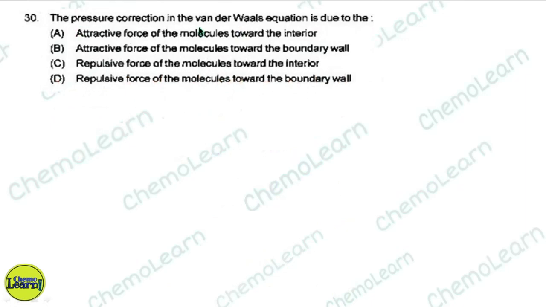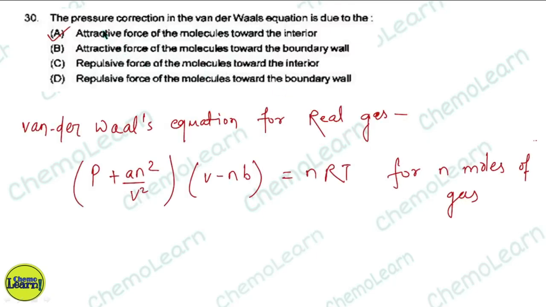The pressure correction in van der Waals equation is due to what? Attractive force of molecules towards the interior, attractive force of the molecules towards the boundary wall, repulsive force of the molecules towards the interior, or repulsive force of the molecule towards the boundary wall. So the correct option will be option A, that is attractive force of molecules towards the interior. And van der Waals equation for real gas is P plus n square a by V square into V minus nb equal to nRT, and this equation is valid for n moles of gas.